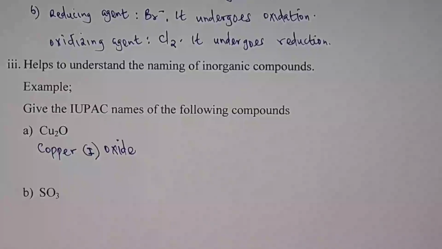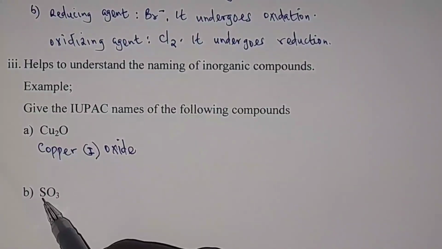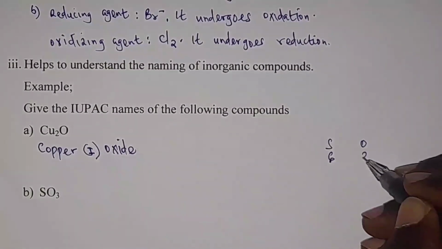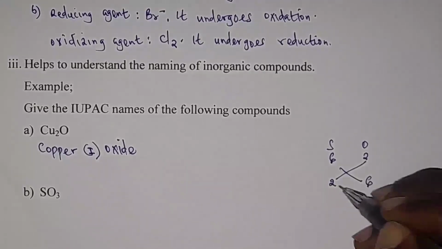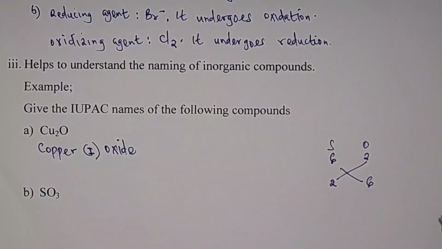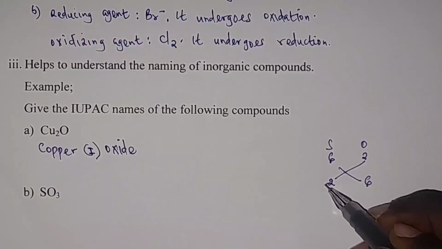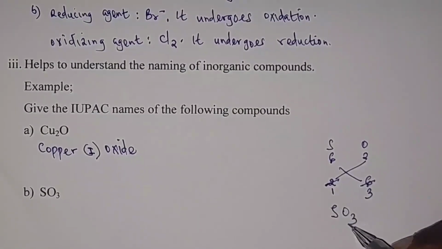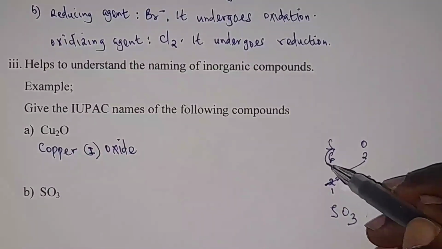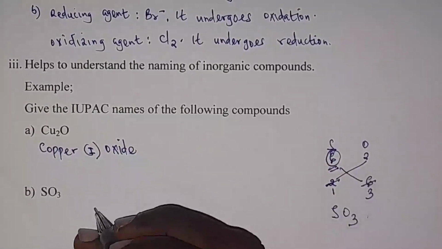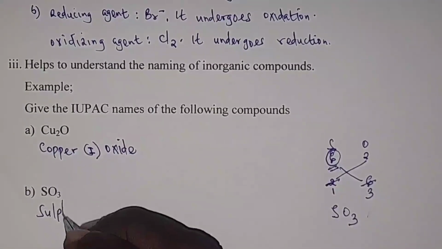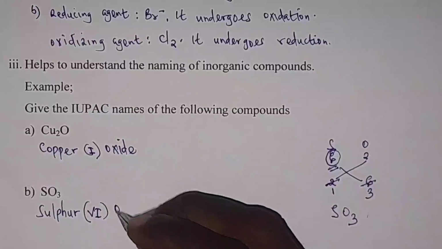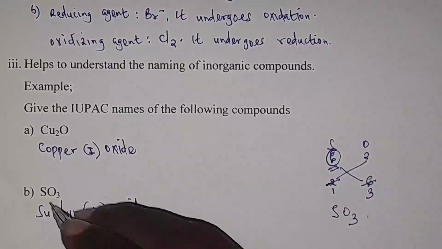So what about SO3? The oxidation number of sulfur here is 6. When sulfur has 6 as its valency, oxygen has 2. When we cross multiply, we get S2O6. Then for us to write the formula, we have to simplify it. If there's a common factor, we divide by 2, 1 and 3. We get SO3. In doing so, the oxidation number of sulfur here is 6. So we say sulfur 6 oxide, with the 6 written in Roman numerals. That will be the name of this compound.